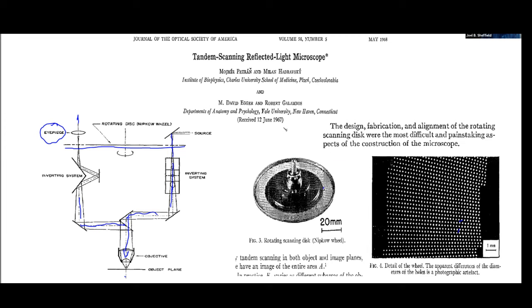Once again, notice the timing of this. This is a good 12 years after Minsky had developed his system. Okay. Anyway, what Petran has said is this, in the middle of this paper, where he says here, the design, fabrication, and alignment of the disc was the most difficult and painstaking aspects of the construction of the microscope. And it sort of ends up implying that microscope was pretty hard to make. And in fact, they didn't start making scanning type microscopes, disk type microscopes, until quite late in this history. I mean, you started to see them emerging only in sort of the 1990s or so.